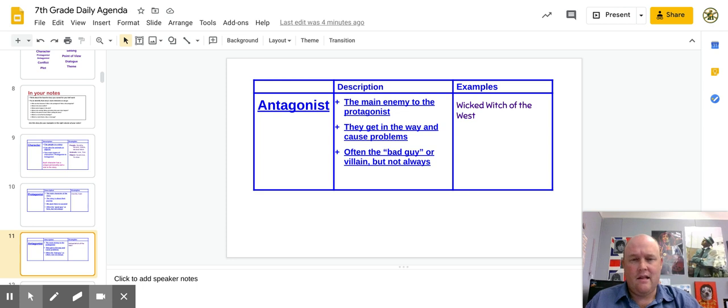The antagonist is the next main character. They are usually the enemy, the antithesis of the main character, the protagonist. They cause problems, they get in the way. They're often the whole cause of the conflict in the story. Usually they're the bad guy, okay? So this is like the Wicked Witch of the West.